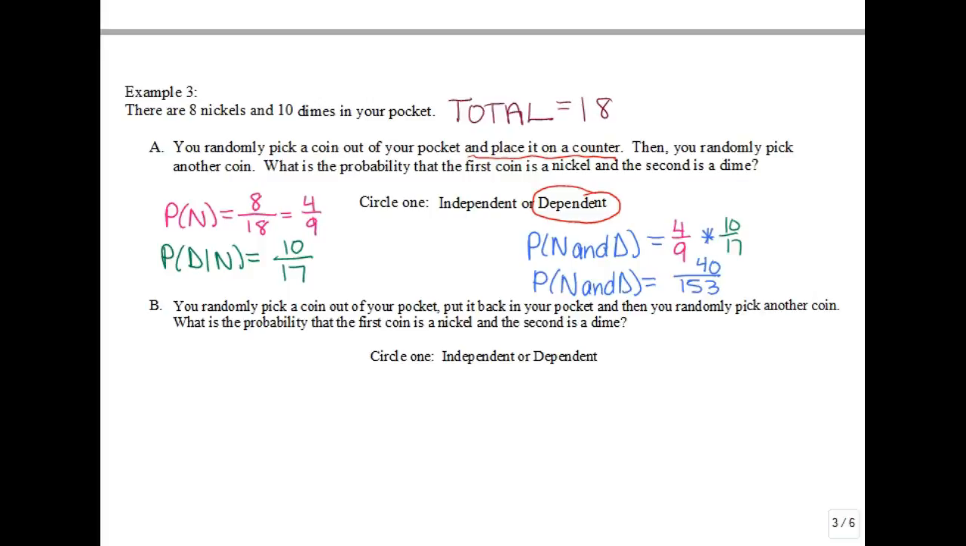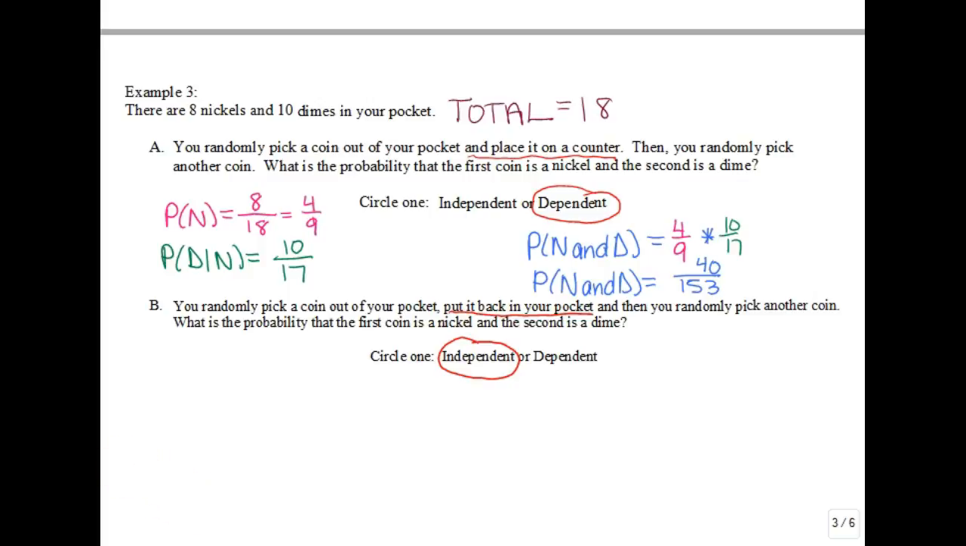Looking at problem B, you randomly pick a coin out of your pocket, put it back in your pocket, then you randomly pick another coin. Is this independent or dependent? Putting the coin back in your pocket means you are resetting the problem back to its original 18 coins in your pocket. This is an independent event.